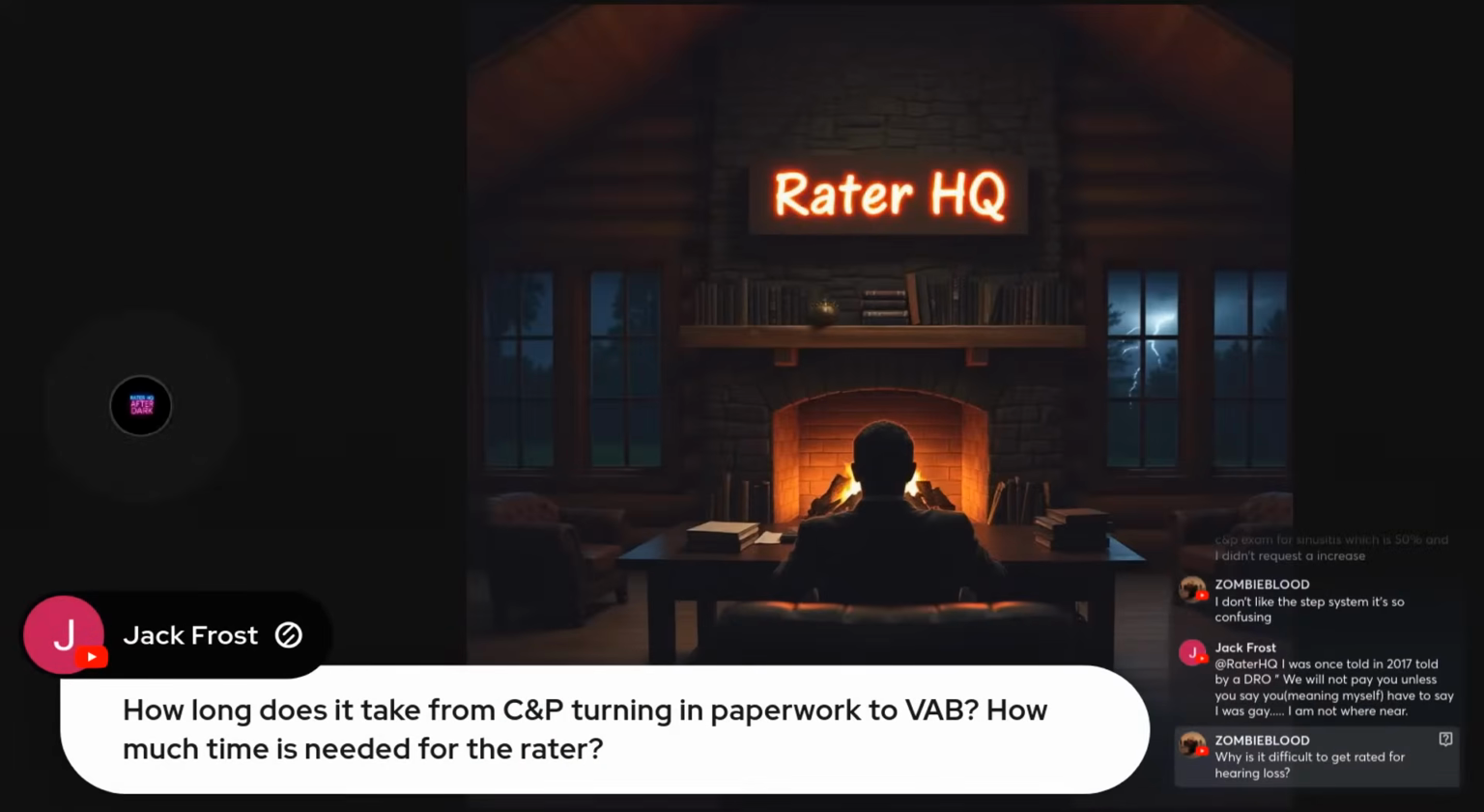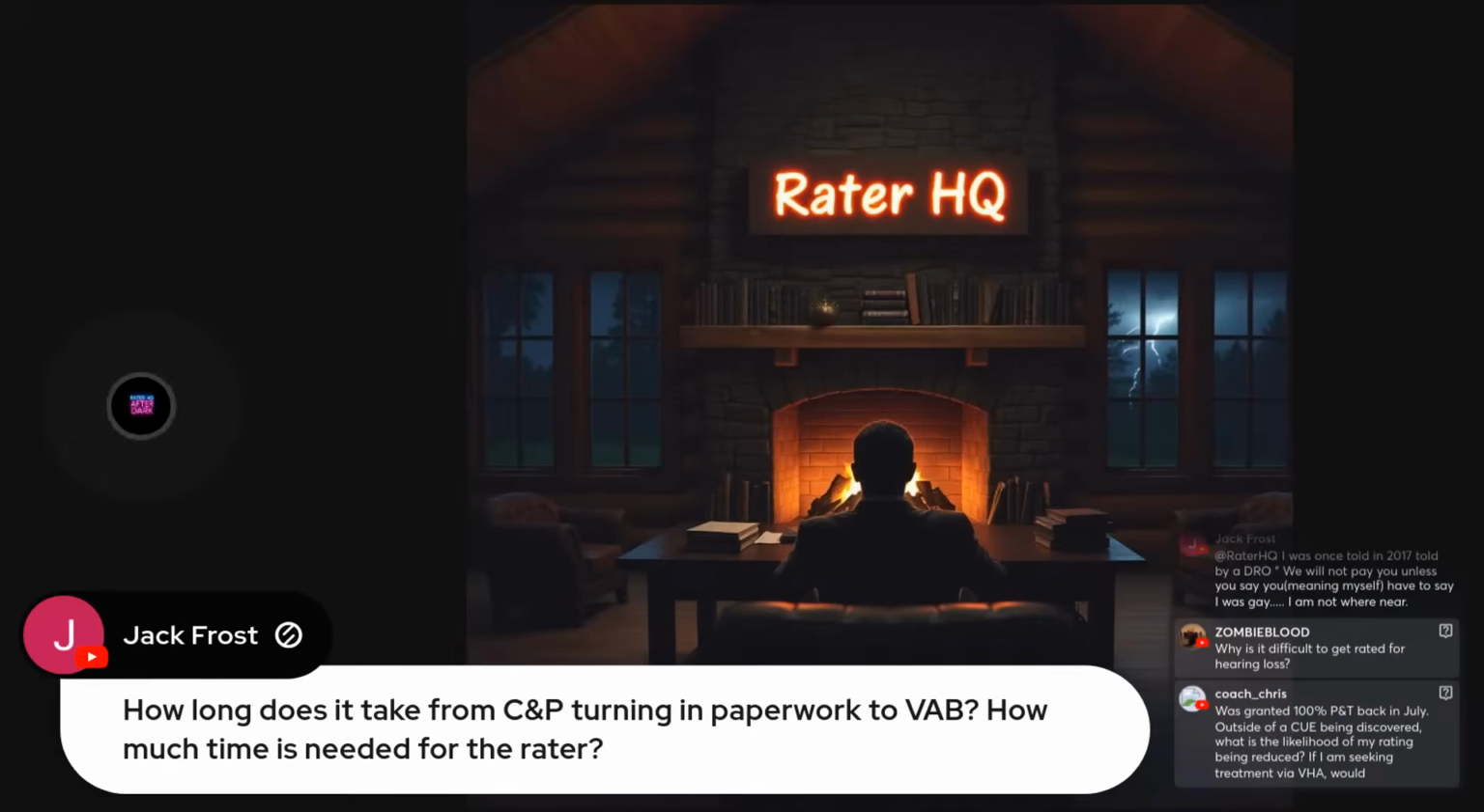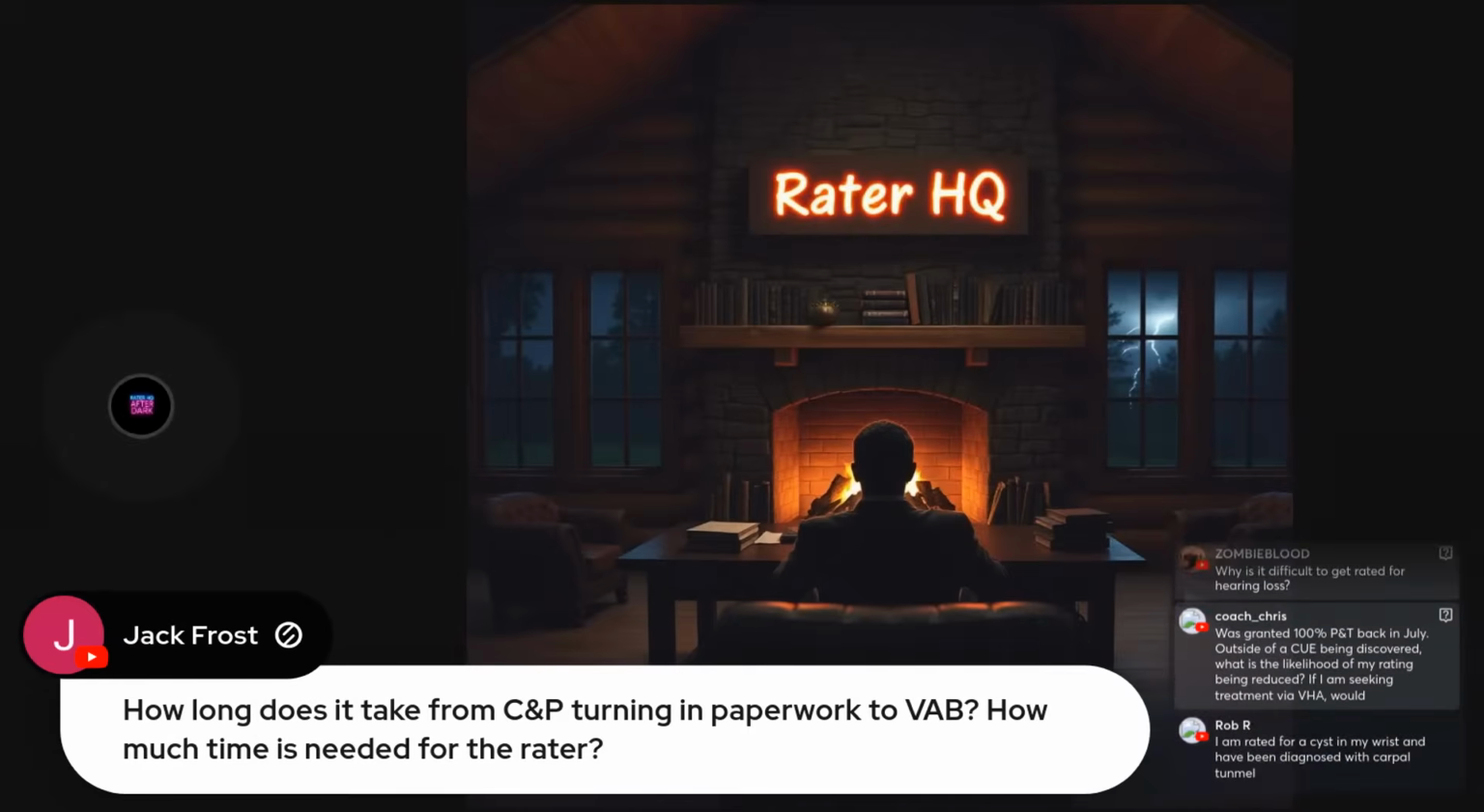As long as it takes, Jack Frost. Literally, as long as it takes. How much time is needed for a rater? Honestly, to rate a claim, if I get 5 claims in a day, I can rate 5 claims in a day. That's about my average. Sometimes a claim takes 2 or 3 days. I would say a good range is nothing over 5.